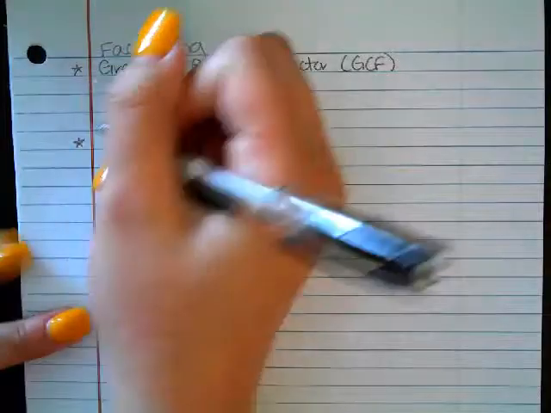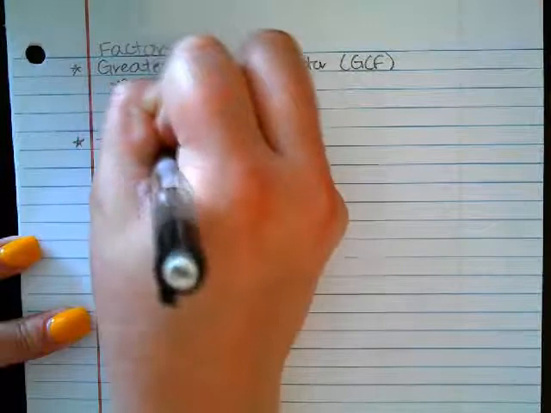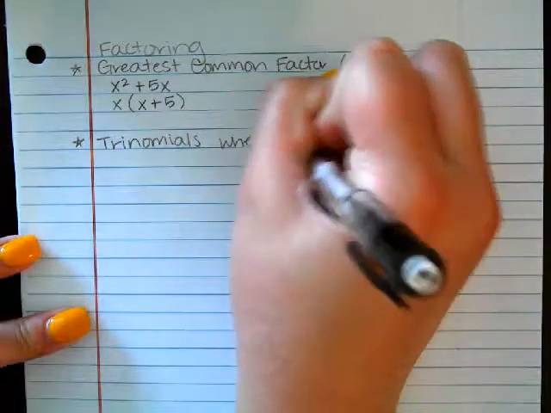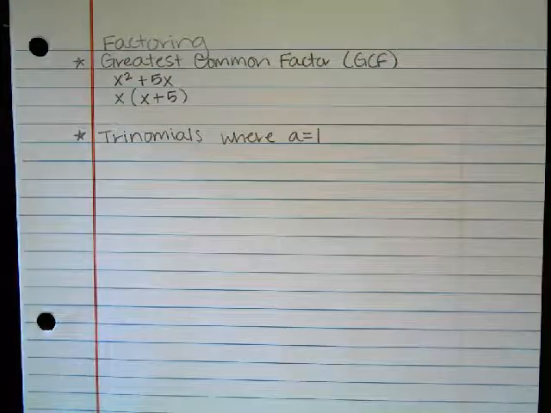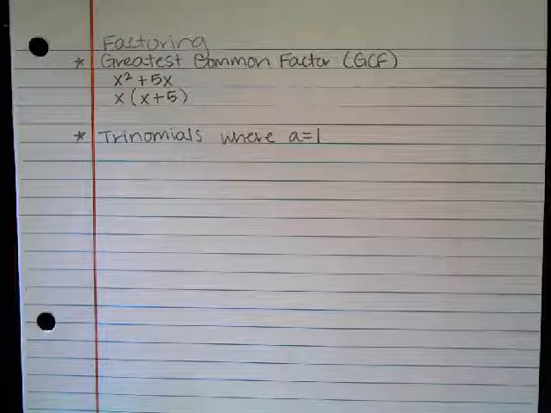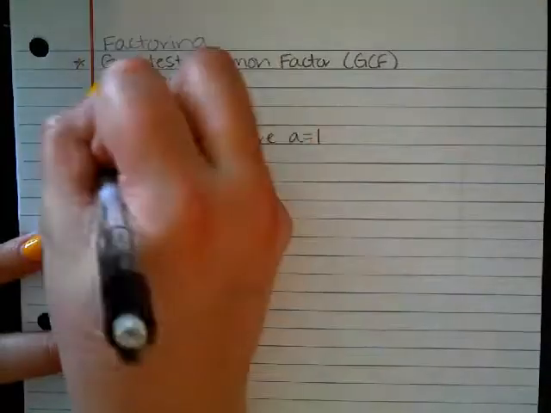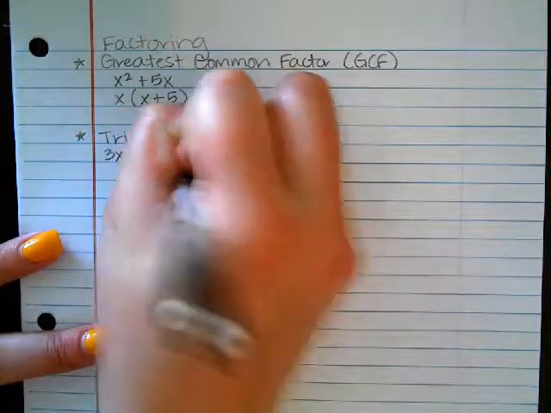All right. The next type of factoring is trinomials where a equals 1. This is probably the most common type of factoring. This is where teachers really hammer it in. This is like the factoring where we're like, you have to know how to do this. All right, we got 3x squared plus 27x plus 60.